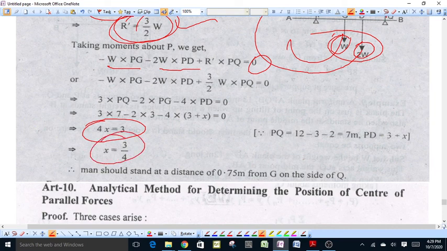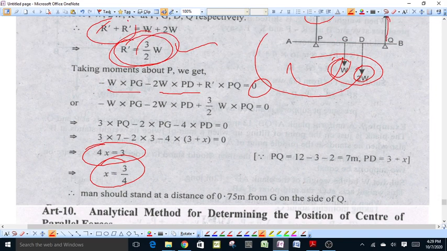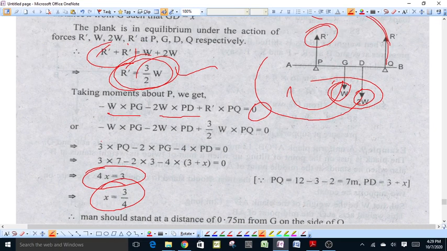Now, in the next video, students, we will find the position of center of parallel forces. So, today we have discussed Varignon's theorem and applied Varignon's theorem to find the moments of different forces acting on a rigid body, and also applied Varignon's theorem for bodies in equilibrium. So, thank you, students.